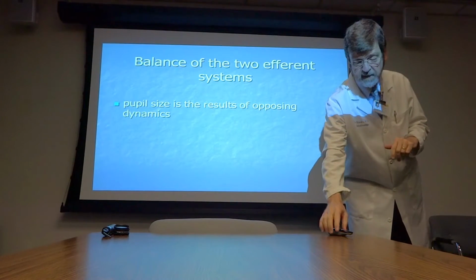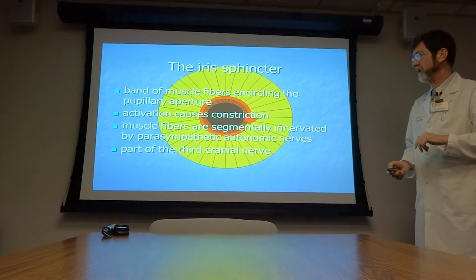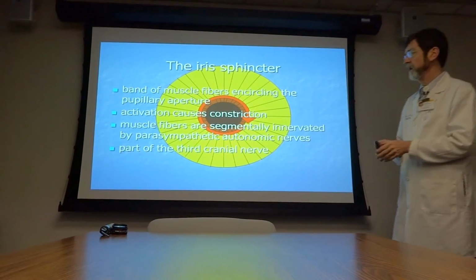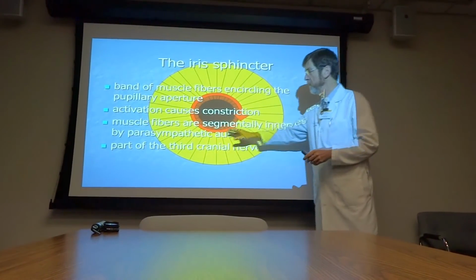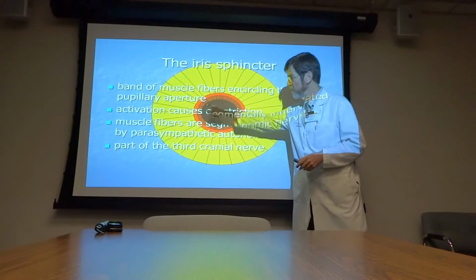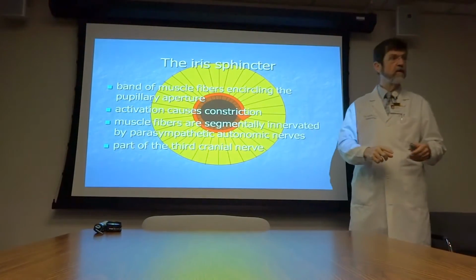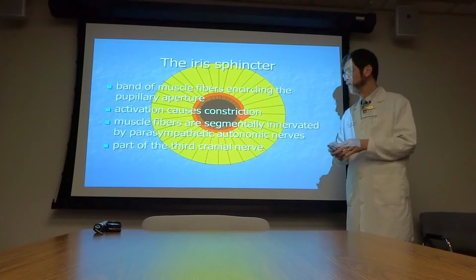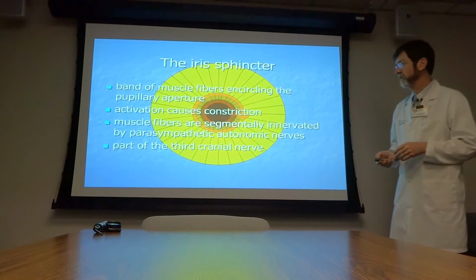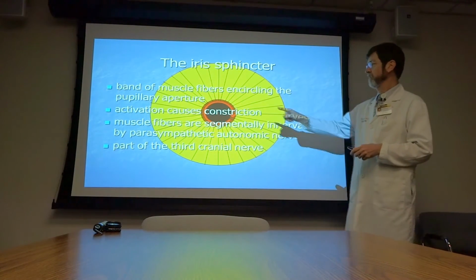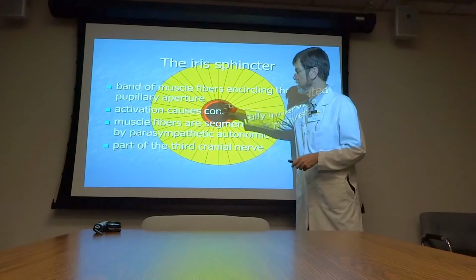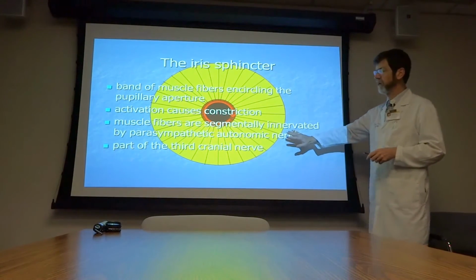So first, the pupil itself. It's a balance of two mechanisms. First is the iris sphincter. If you want to make the pupil small, you design a muscle that wraps around the pupil, and when you turn it on, the pupil constricts. These circular muscles are segmentally innervated, and they're part of the parasympathetic system.